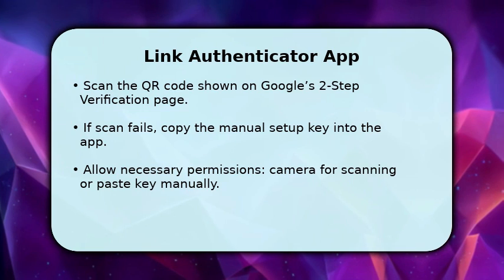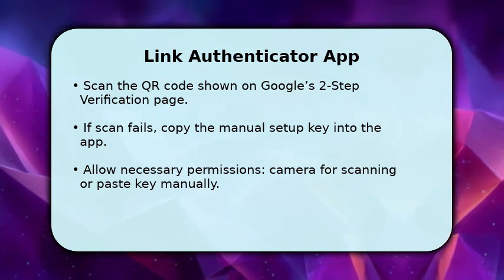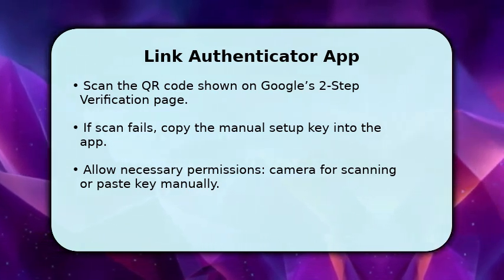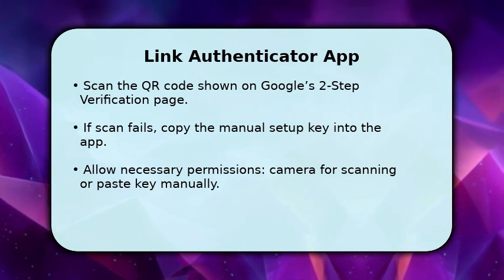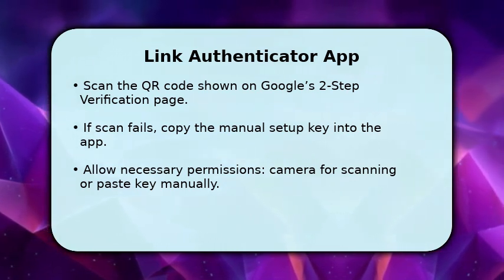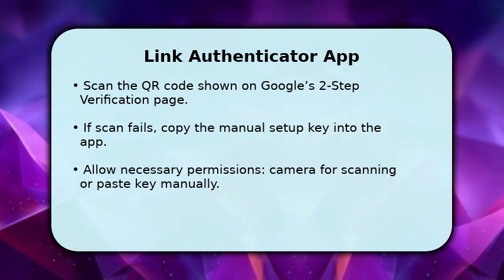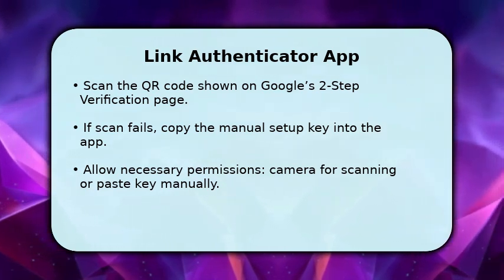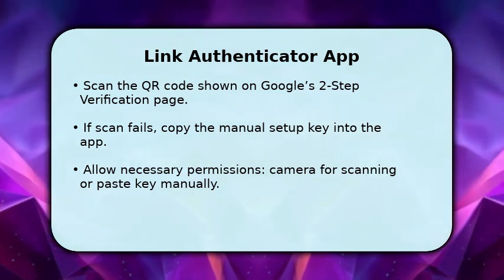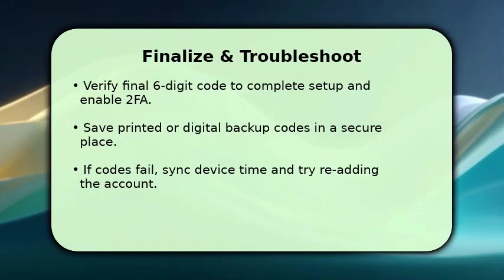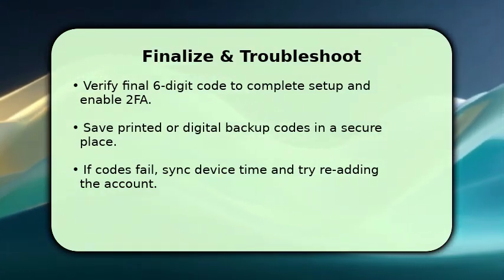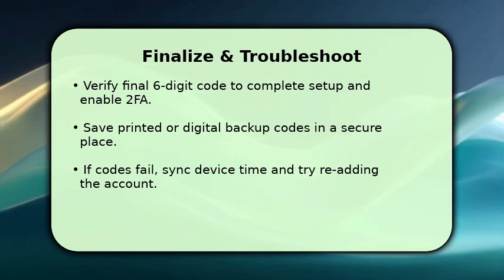Once added, the app displays a 6-digit rotating code every 30 seconds. Enter that code back on Google's page to confirm linkage. If verification succeeds, Google records your device and shows backup options. Note these before proceeding. You finish by entering the current 6-digit code from the Authenticator into Google to enable two-step verification. Hit Verify and then turn on.